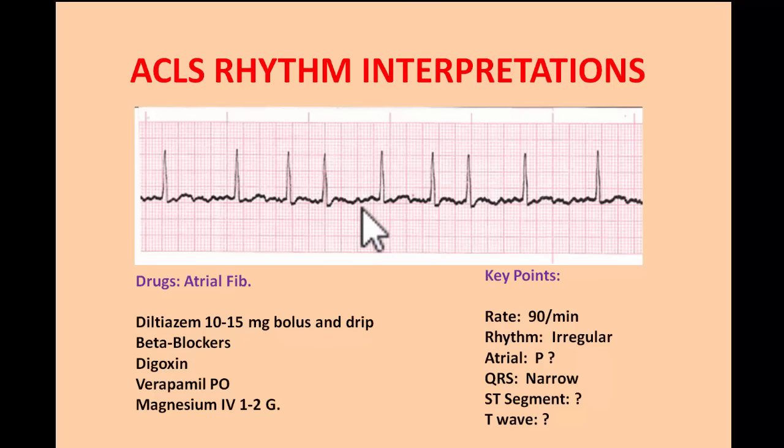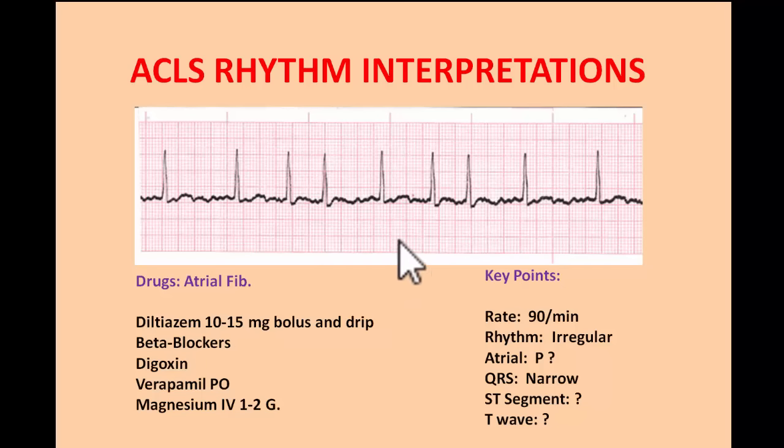But in an acute situation, like doing a cardiac resuscitation, the most important thing is to reduce the rate and see if we can convert this to sinus rhythm if that is possible. So we can start off with drugs that reduce the rate in an acute situation, and the most commonly used drugs are, of course, diltiazem, 10 to 15 milligram bolus followed by a drip.